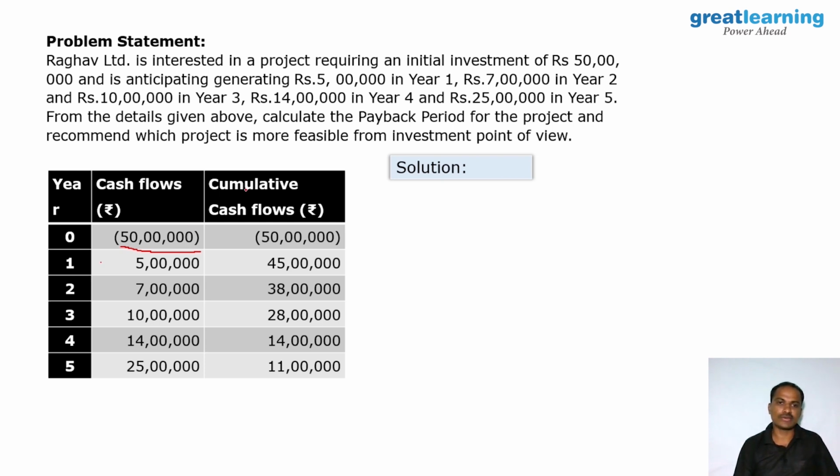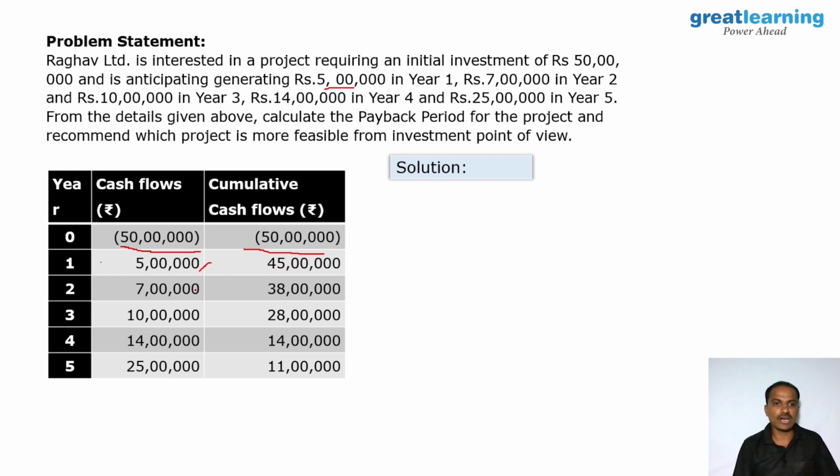So the initial investment was 50 lakhs, so we put a minus. Now in year 1, how much is recovered? The cash flow was 5 lakhs, right? So 5 lakhs received, recovered. 50 lakhs was the initial investment, 5 lakhs recovered in the first year. So what is the remaining amount? 45 lakhs, to be recovered in the remaining cash flows.